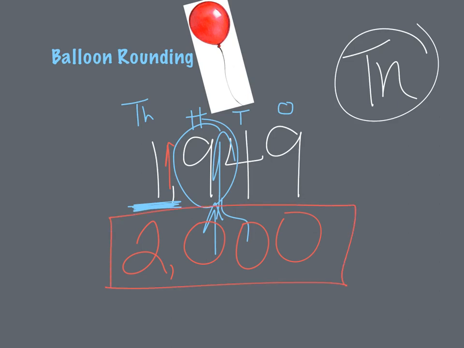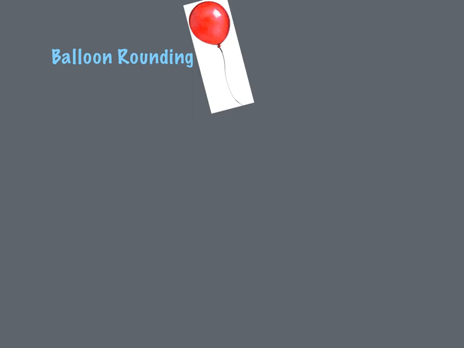So what was 1,949 rounded to the thousands place? What did it become? Yep. 2,000. Good job. Let's try another one. Let's say your next number is 54,287, and you need to round to the thousands place.